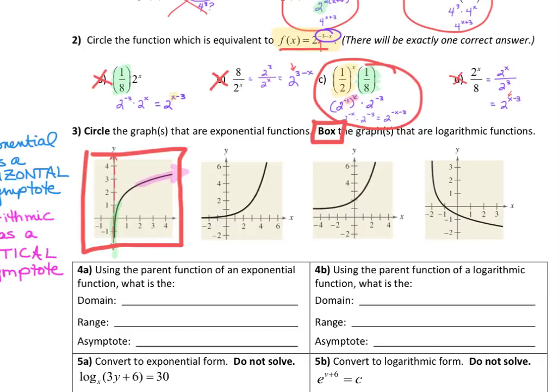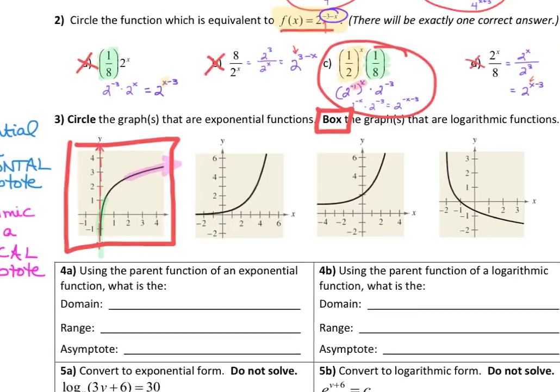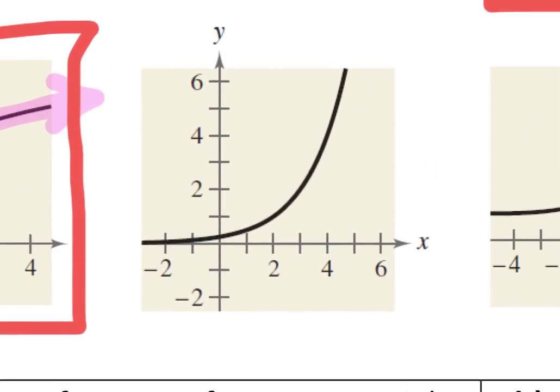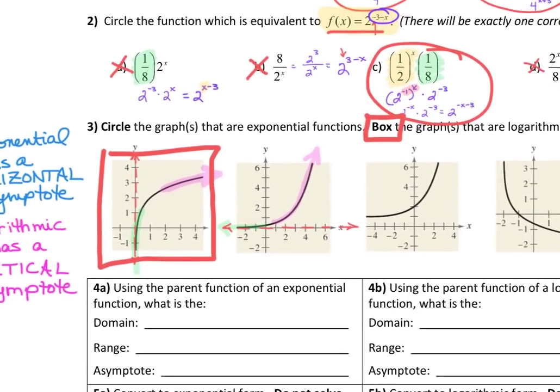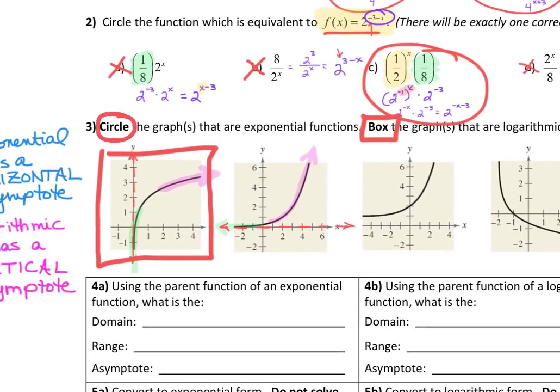So in the next problem, when I look at this, it seems to me that this end of the graph straightens out and that this end of the graph keeps going to the right slightly, but it keeps going to the right. And so for this graph, I would put the asymptote here, and I would call that an exponential function. So we're going to circle the graphs of exponential functions.